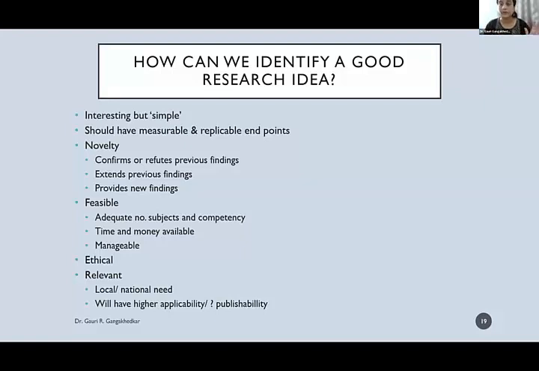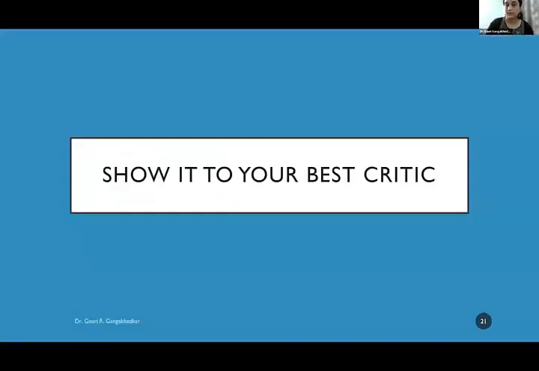It should be relevant. There should be a local or national need for it. It should have either higher applicability that way or publishability. Publishability is not really a word, but you get what I'm saying. So there should be a high possibility that the journal will actually want to publish it. So if I'm writing something, why not? Step 4 is my favorite.